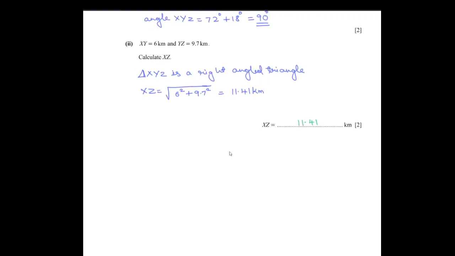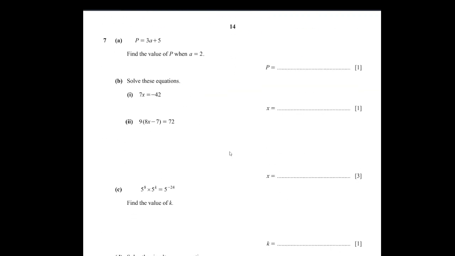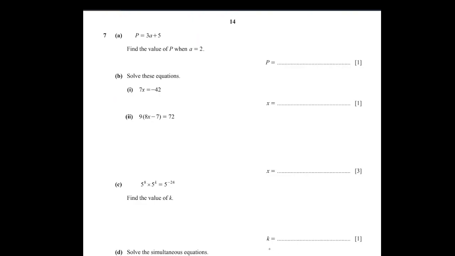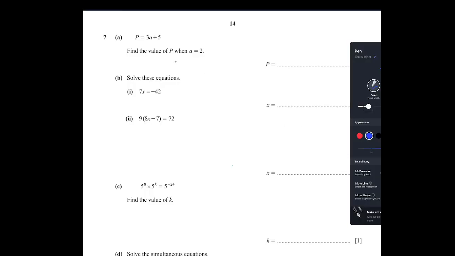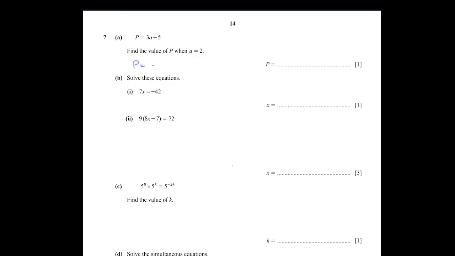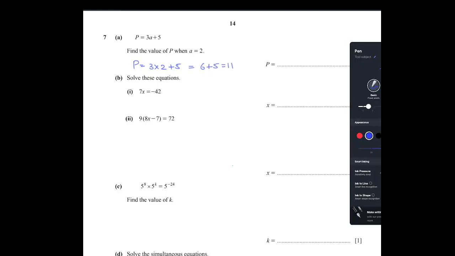Question number 7. Question number A. P is equal to 3A plus 5. Find the value of P when A is equal to 2. So just substitute the value here. P is equal to 3 into, in the place of A put 2, plus 5. This will be 3 into 2 is 6 plus 5, which is 11. So the answer is 11.